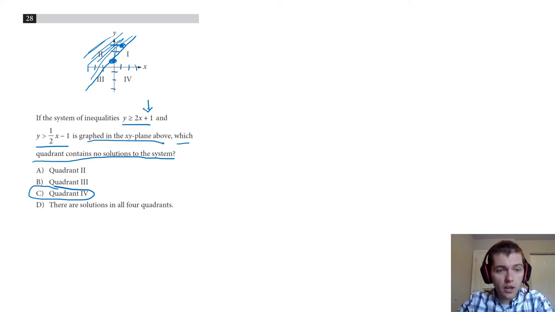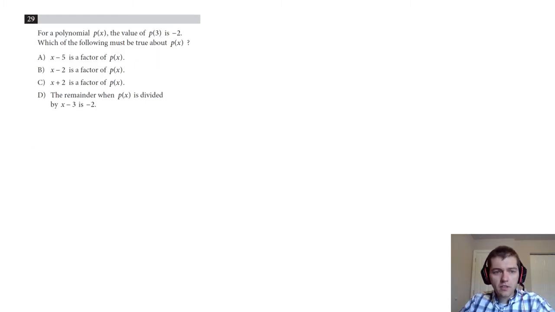We'll plot the other line. We'll say the intercept is negative 1. And it has a slope of 1 over 2, so a rise of 1 for a run of 2. And that line is here, which means that the only place this has solutions is above this line, and it has to be above the other line as well. So the only place that these solutions exist is here, and you see that those two also touch 1, 2, and 3, so it confirms that the only quadrant that contains no solutions is quadrant 4. Your answer is C.